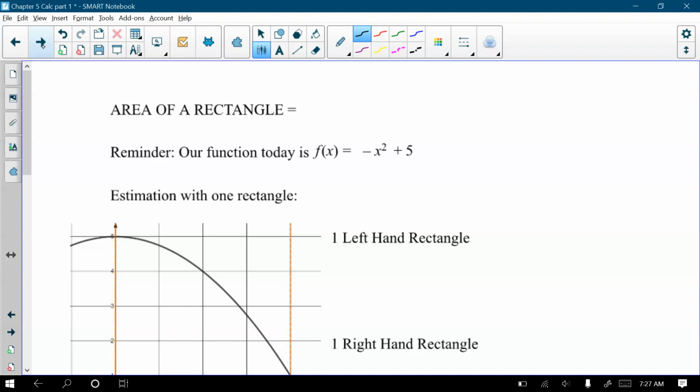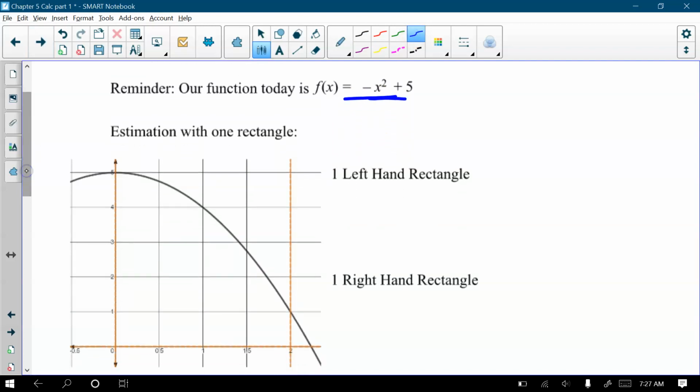Okay, so let's go ahead and see how we can find the area between a curve and an x-axis. Again, reminder that our function is negative x squared plus 5. Let's estimate with one rectangle. So a left-hand rectangle looks like this.